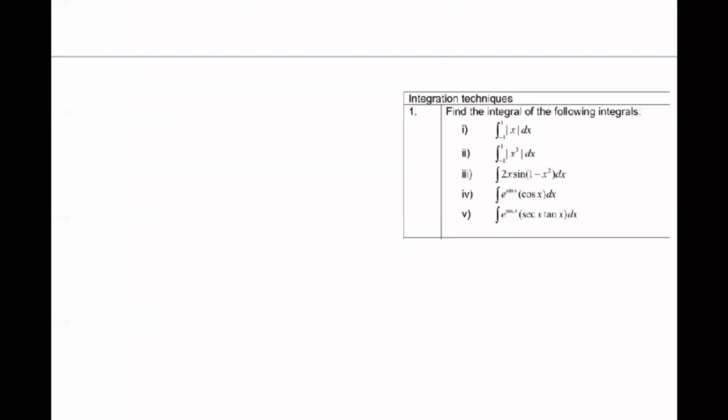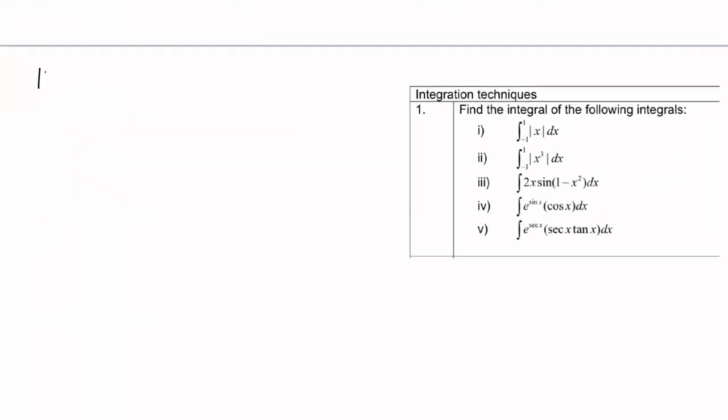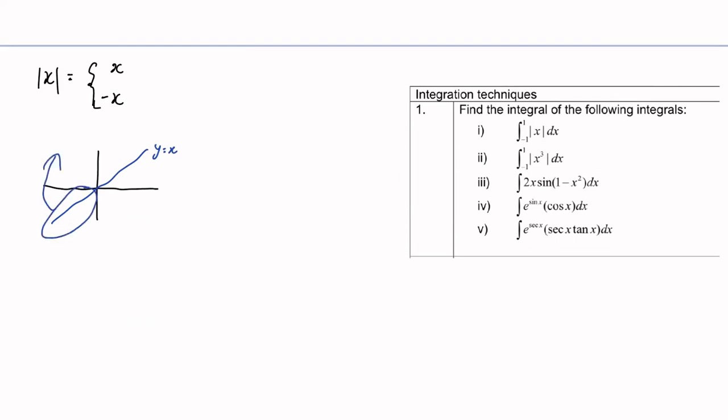So for integration of the absolute value function, you need to understand what an absolute value function is first. So modulus x equals two pieces, x or minus x. Why do we have that? Because how do you draw the mod x function? First, you start with y equals x. Then you take the parts that are below and reflect them on top. So what do you end up with? You end up with the following.